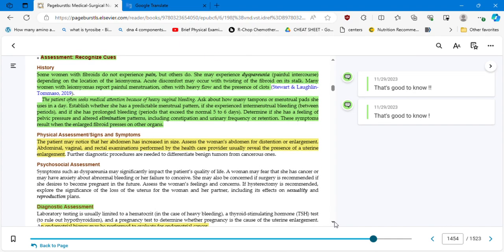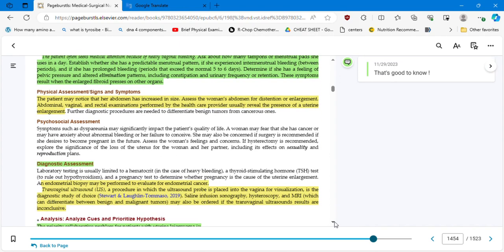Very important information. The patient may notice that her abdomen has increased in size. This is a very classical symptom. Assess the woman's abdomen for distension or enlargement. Abdominal, vaginal, and rectal examinations performed by the healthcare provider usually reveal the presence of a uterine enlargement.